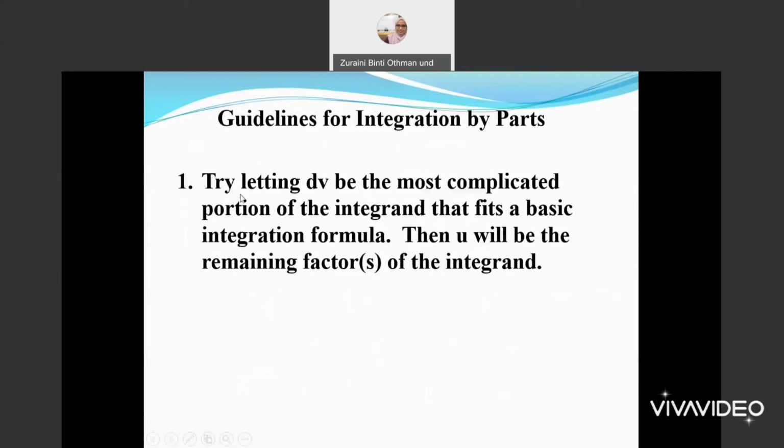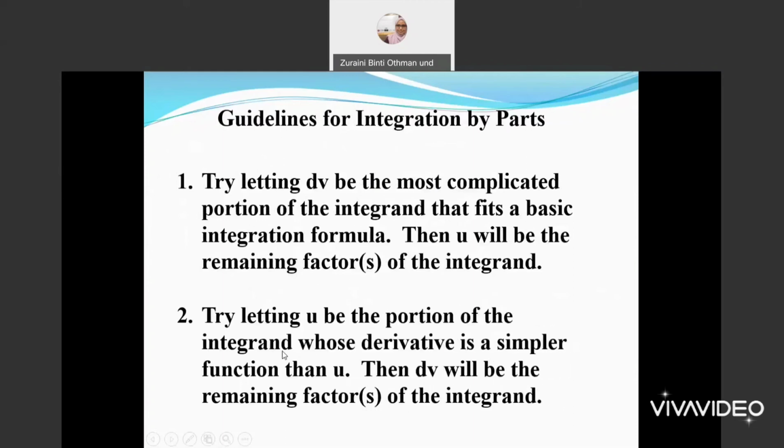Which is first, try letting dv be the most complicated portion of the integrand that fits a basic integration formula. Then u will be the remaining factor of the integrand. Okay, try letting u be the portion of the integrand whose derivative is simpler function than u. Okay, then dv will be the remaining factor of the integrand. Okay, maksudnya sekarang kita ambil u yang derivative whose derivative dia simpler function. Okay, maksudnya kita dapat derivative dia simpler function macam ni.